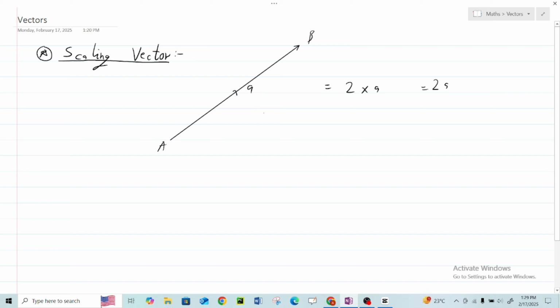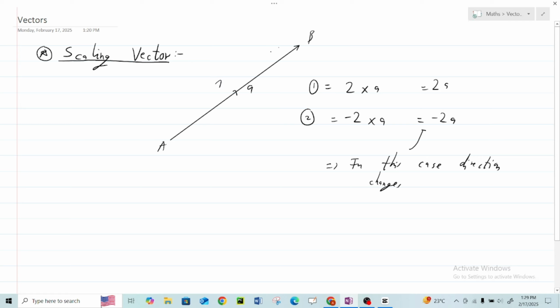Okay, that's for positive. What if you have negative? First case is when you have positive. Second case is when, let's say, you have negative 2 times A. What happens then? It does become negative 2A, but in this case, direction changes. Meaning, if the vector was, let's say, going like this, going up, it will go the opposite direction like this.